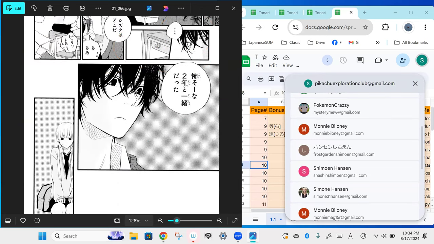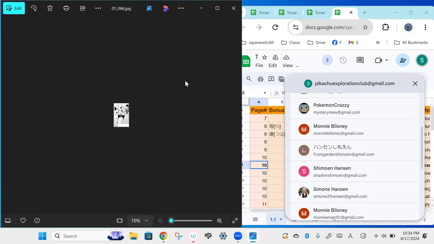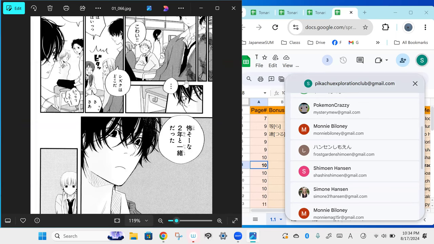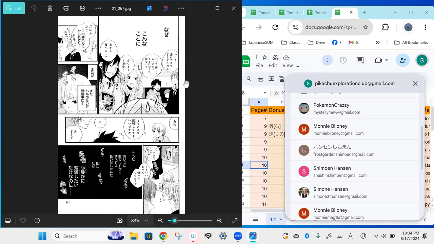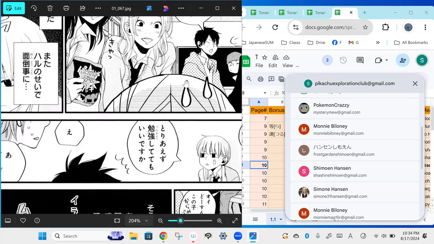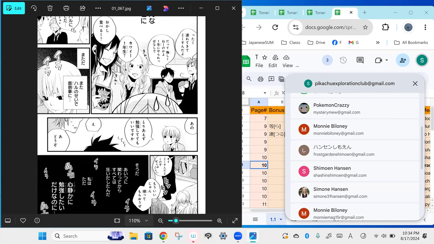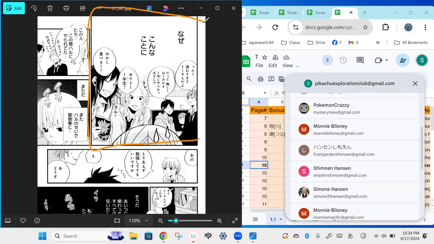Then we have kowasou na ninen to issho datta, which is that he's with two scary upperclassmen that are second years, because everybody else are first years. And now we have Shizuku over here. So why don't you do this one panel up here?